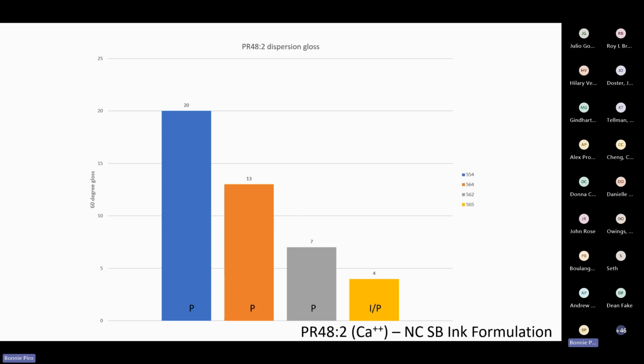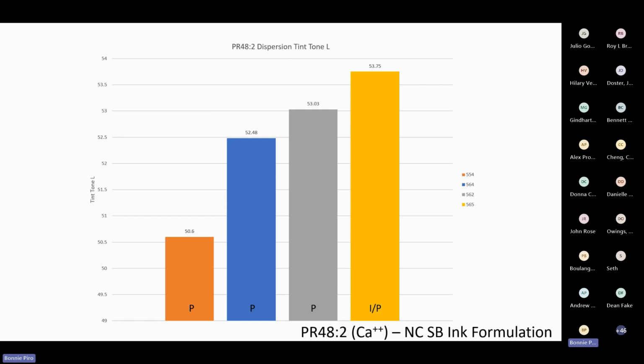Gloss. Again, dispersion gloss is always important in an ink formulation. We see a variety of gloss responses based on the finishing techniques employed. And Tint Tone L, of course, again, remembering that these are identical chemistry pigments, just the finishing techniques are different, which shows us that they will disperse differently with response to the strength development in this particular formulation.